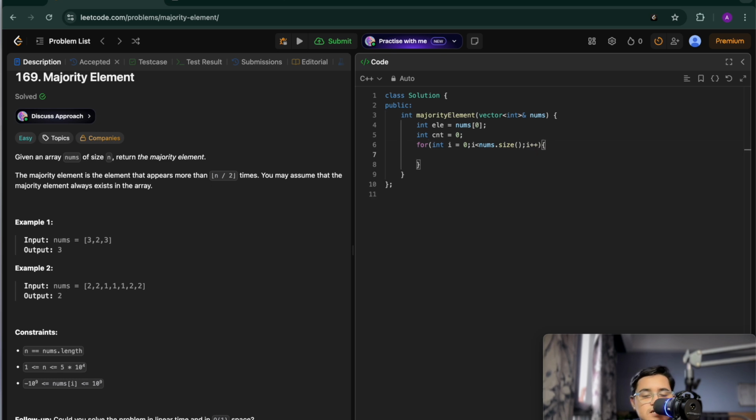So first we're going to check if the element is equal to nums of I. In that case, we don't really have to do much. We can just increment count.